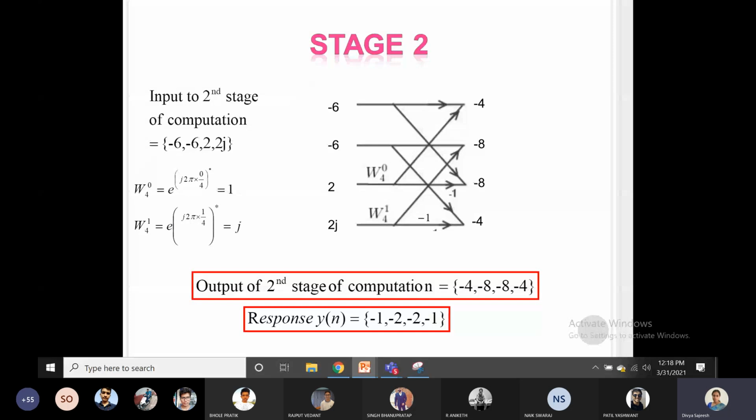Now finally, after obtaining the sequence, we need to divide by n. So what is the length n here? It is 4. So divide the sequence by 4 to obtain the response y of n, which is minus 1, minus 2, minus 1. So these are the steps involved.